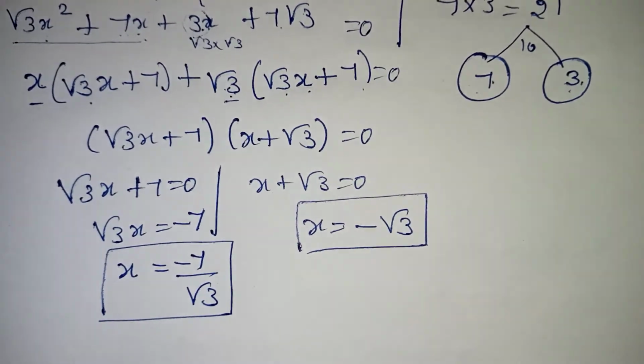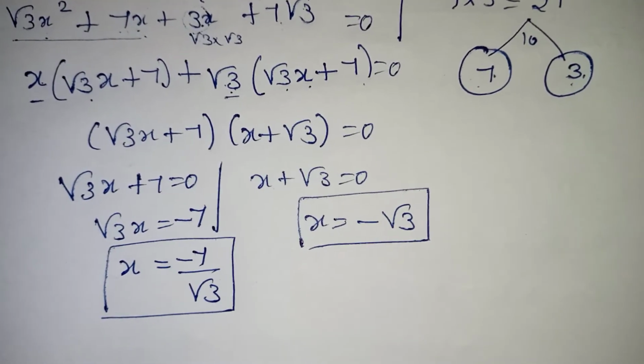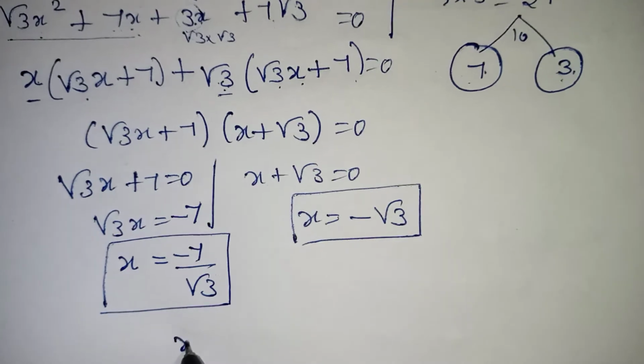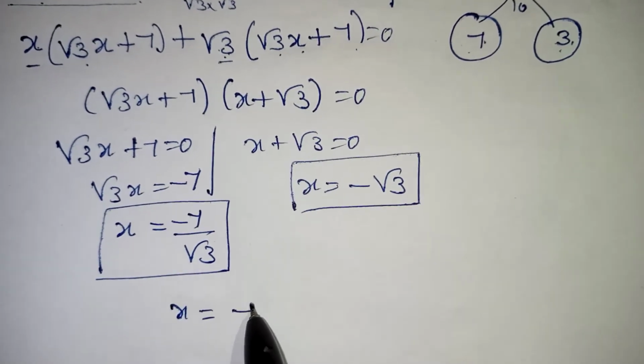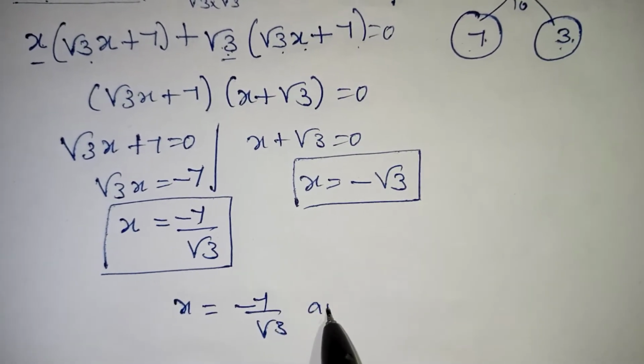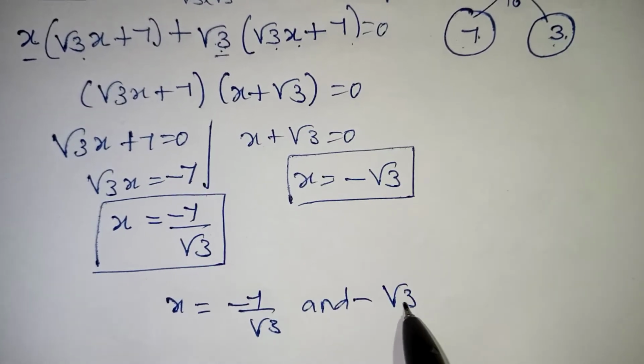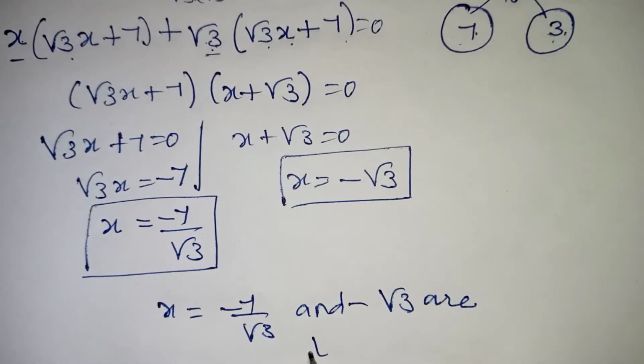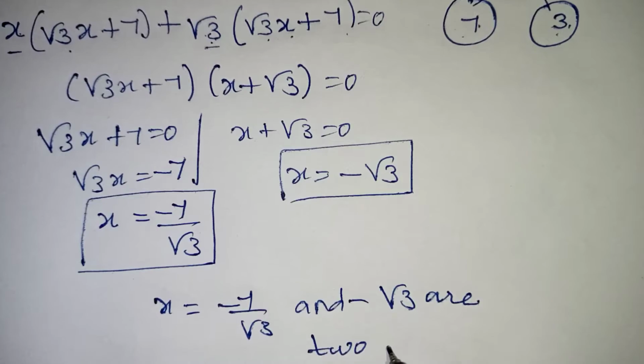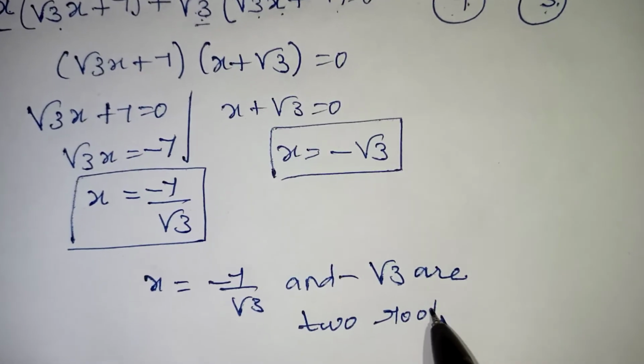Any quadratic equation, if you solve, we are getting two roots. So we can write x is equal to minus 7 by root 3 and minus root 3 are the two roots of the quadratic equation, or the given equation. That is your correct answer.